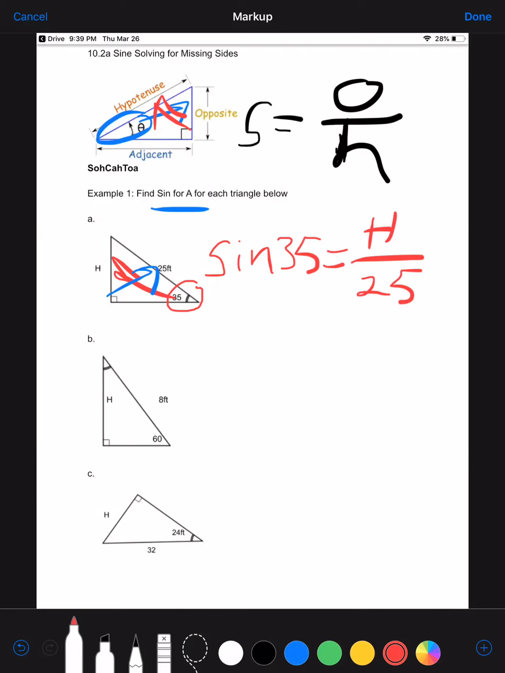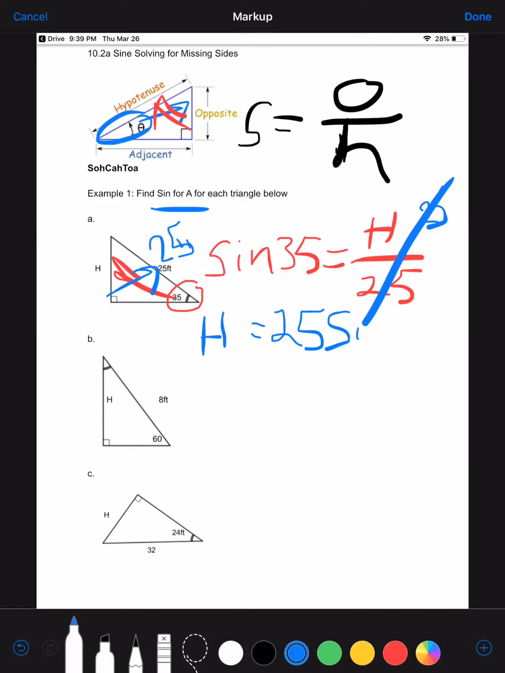So, to solve for this, we have to get H by itself. To do that, we're going to multiply both sides by 25. These two are going to cancel each other out, so we're just going to be left with H is equal to. And whenever you do this, it's easiest to put whatever number you multiply out front.